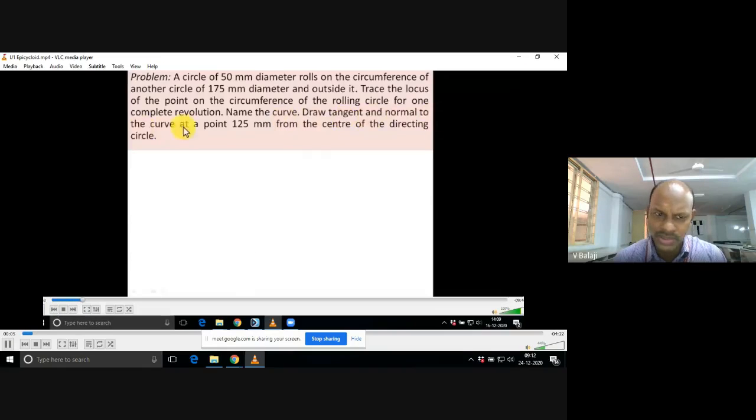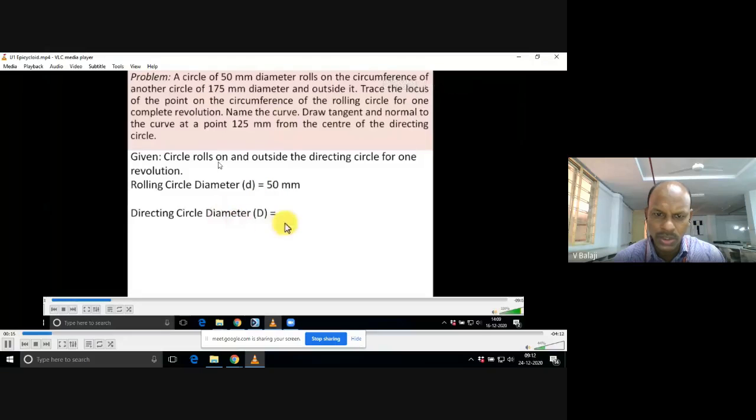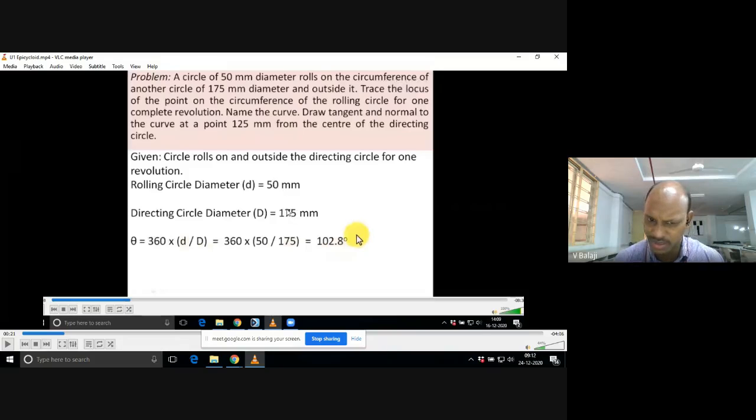Before that, you can write down the given data somewhere. Rolling circle radius is equal to 50 by 2. Directing circle radius 175 by 2. You can note that down, then take the ratio. Directly you can take the ratio, no issue. Radius by radius or diameter by diameter, you will get the same answer, right? So you can take 360 into d by d or r by r. Both are the same. 360 into 50 by 175 gives 102.8.